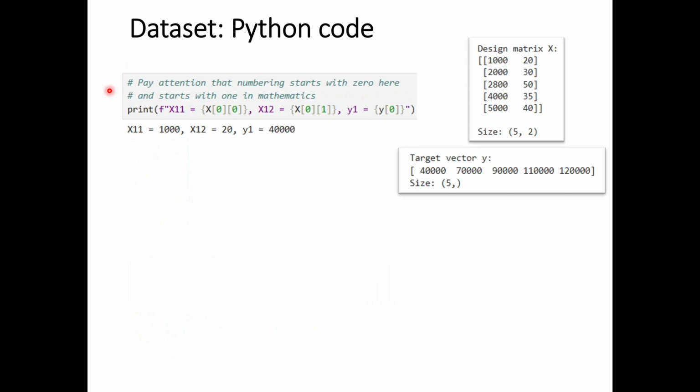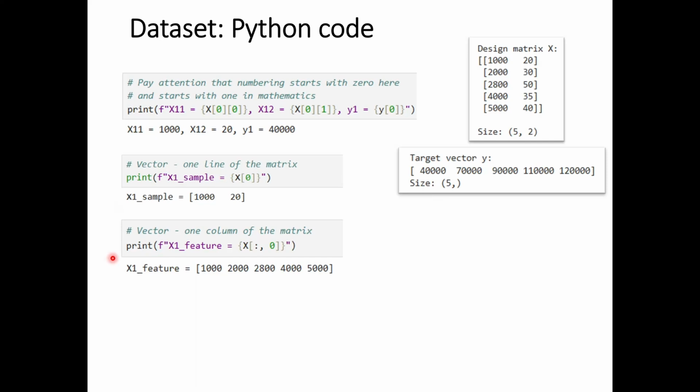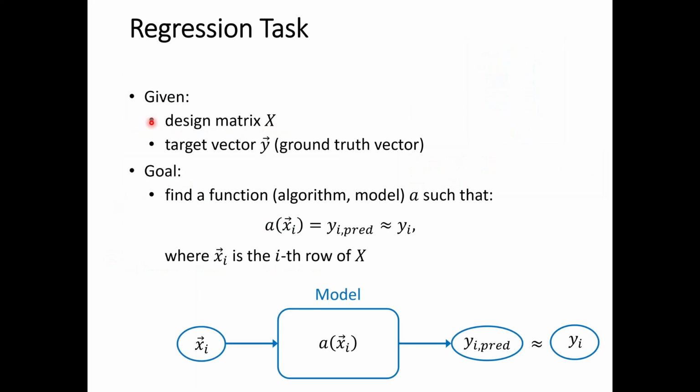Pay attention that numbering of matrices starts with 0 in Python and starts with 1 in mathematics. So the element x11 in the design matrix is the element 0, 0 from numpy array x, and element y1 in the target vector is the element with index 0 from numpy array y. One row of the matrix is a vector of one sample, and one column of the matrix is a vector of one feature. Now let's return to the regression task.